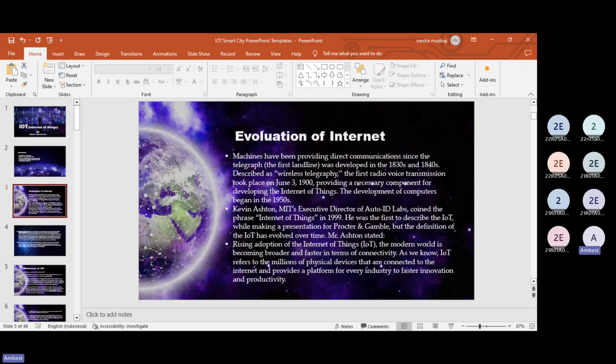So in that way, they developed the telegraph, which was the first landline, in the year 1830, and in the 1840s, wireless telegraphy was described. The first radio voice transmission took place on July 3, 1900. In this way the Internet of Things has been developed, and the internet began properly in the 1950s. But in the earlier stages, communication was done between two telegraphs, just like the first landline in the 1830s itself.